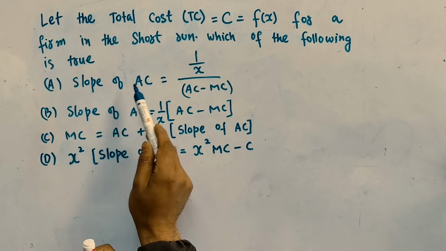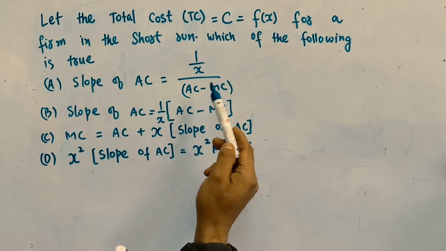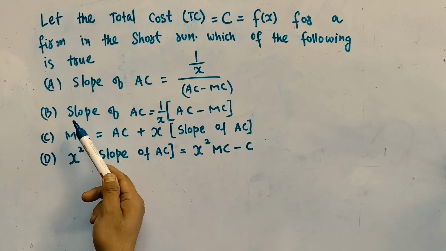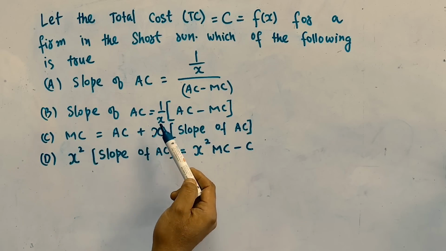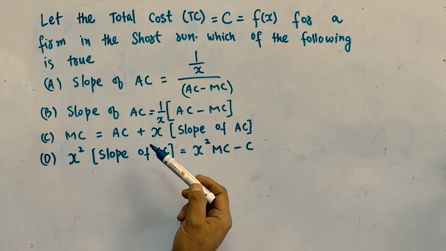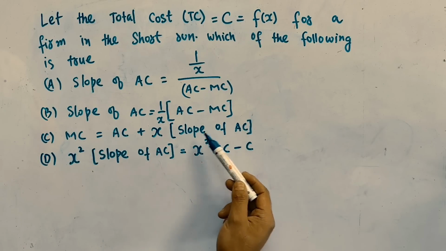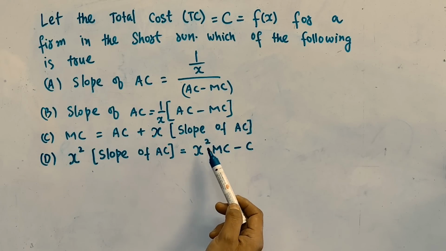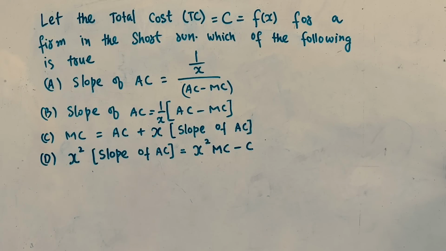We are being told that the slope of average cost is equal to 1 upon x divided by average cost minus marginal cost. The next option is that the slope of average cost is equal to 1 upon x times average cost minus marginal cost. Then we have marginal cost is equal to average cost plus x times the slope of average cost, and then we have x square times the slope of average cost is equal to x square times marginal cost minus total cost, and we need to check which among the following is the correct option. Let me try to solve it one by one.